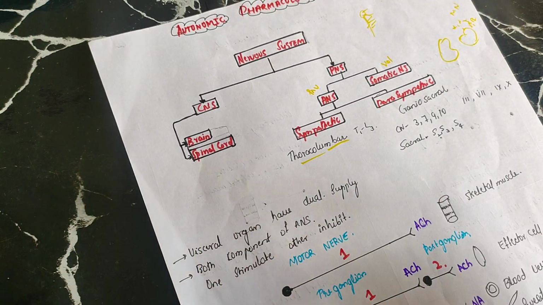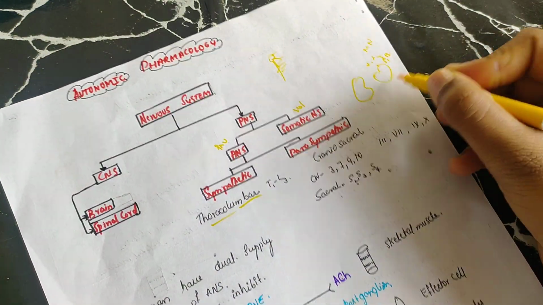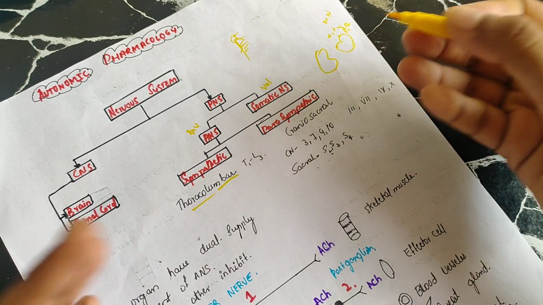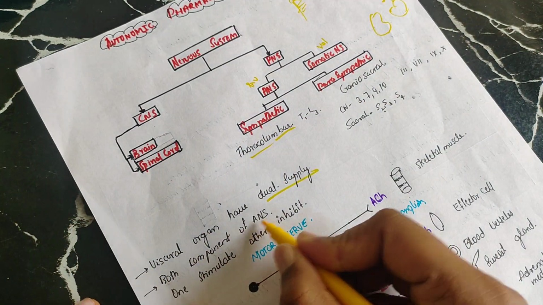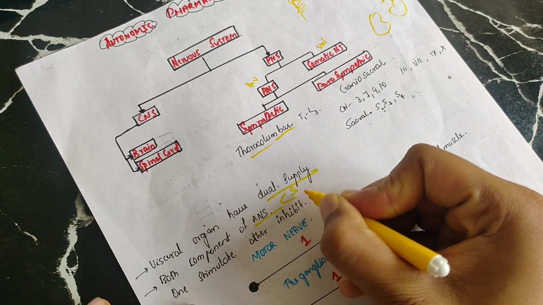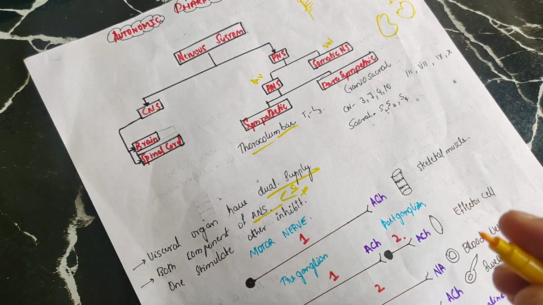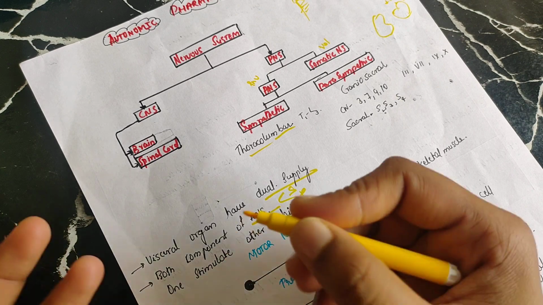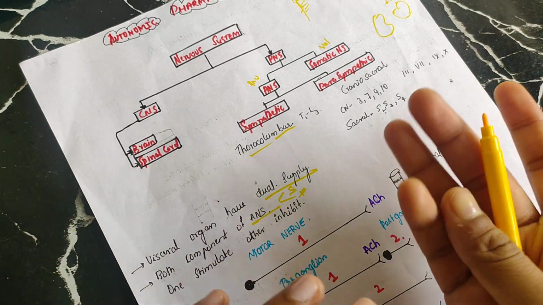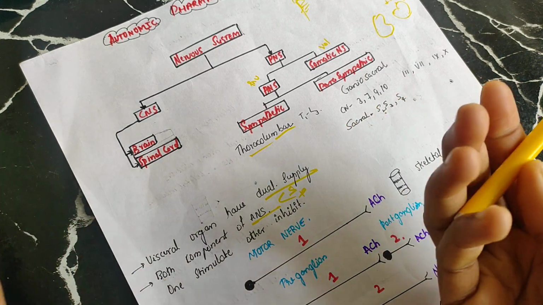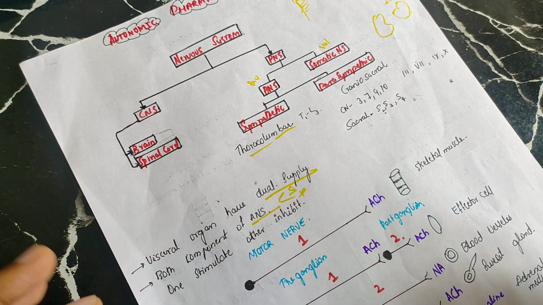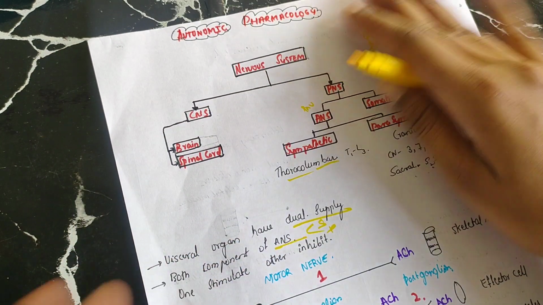The visceral organs, as already said, like the heart, kidney or any other visceral organs, have dual nerve supply, that is both components of the ANS, the sympathetic and parasympathetic nervous system. But when one is stimulated, the other will be inhibited, to maintain homeostasis. This is all about the complete overview of the nervous system.